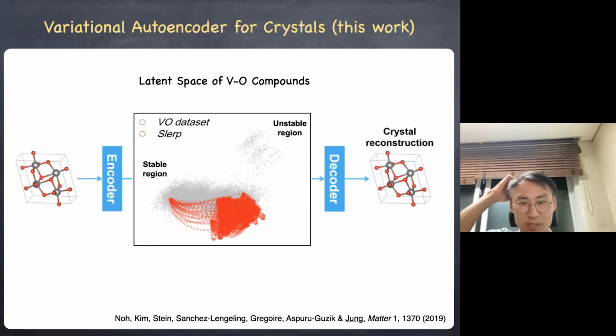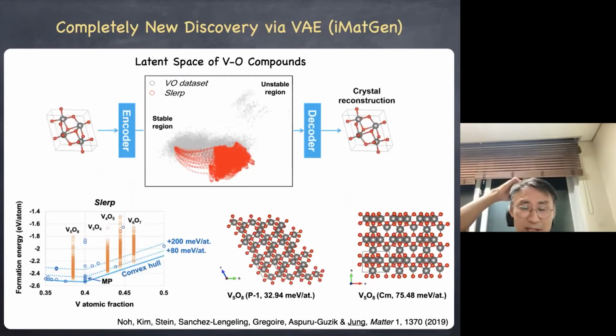And because we included the stability prediction model along the training, you can see that this latent space is restructured according to the stability or the formation energies of the material. So this corresponds to the stable materials, and this corresponds to the unstable region for the vanadium oxide compound space. And so by sampling in this stable region, we were able to find some novel structures.